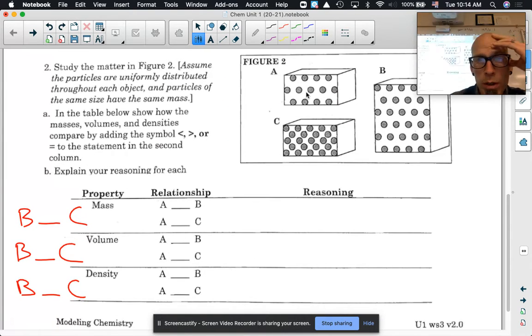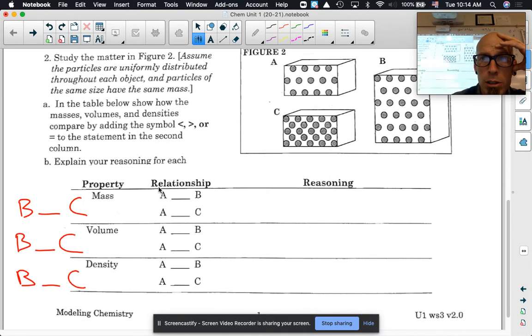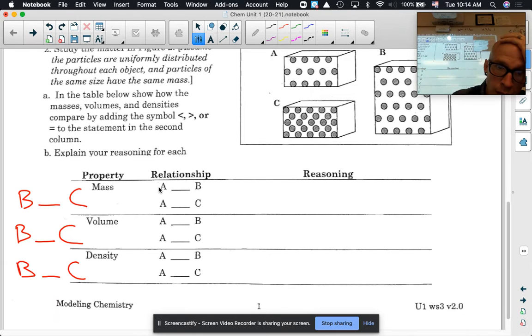Now, this one only had us compare A and B and then A and C. We didn't compare B and C. So I threw those in over the side here so we could do a little comparison on those as well. So, mass. How do A and B compare with mass?